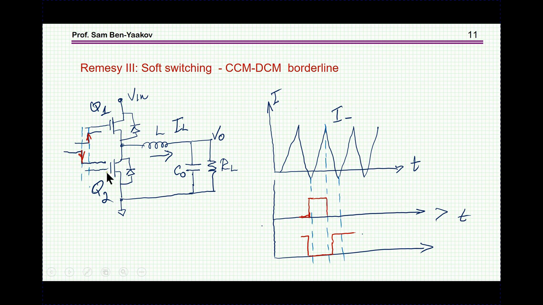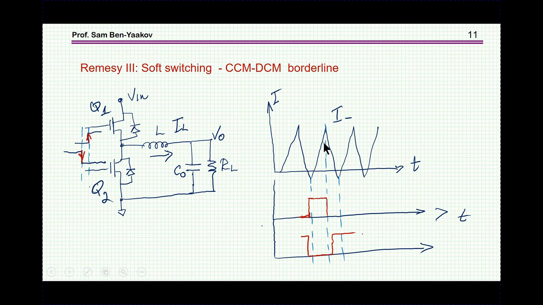So by turning off the transistor, you'll turn off this current, and in fact, you'll get soft switching at the upper transistor. So instead of going this way, the current will go this way, and then you'll turn on the transistor in soft switching. Now, how can you do that?